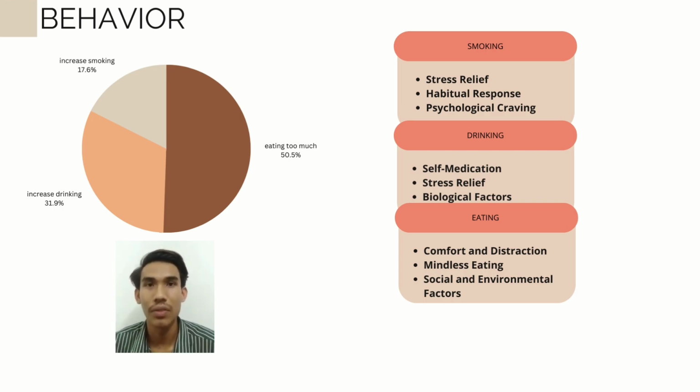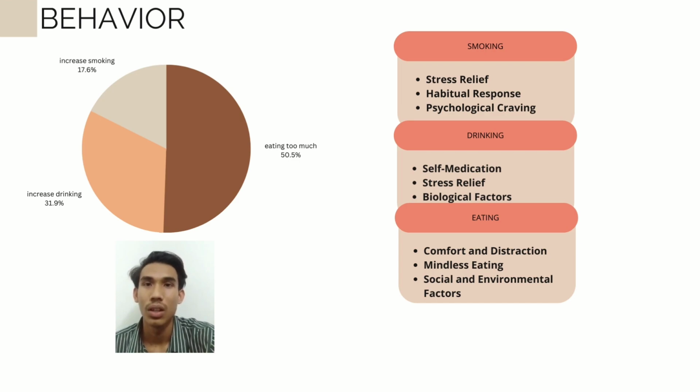Then, physiological craving. Stress can also increase the physiological craving for cigarettes. People may associate smoking with stress relief, so when they are stressed, they may experience a strong desire to smoke. Drinking has 31%. Why? Because of self-medication.